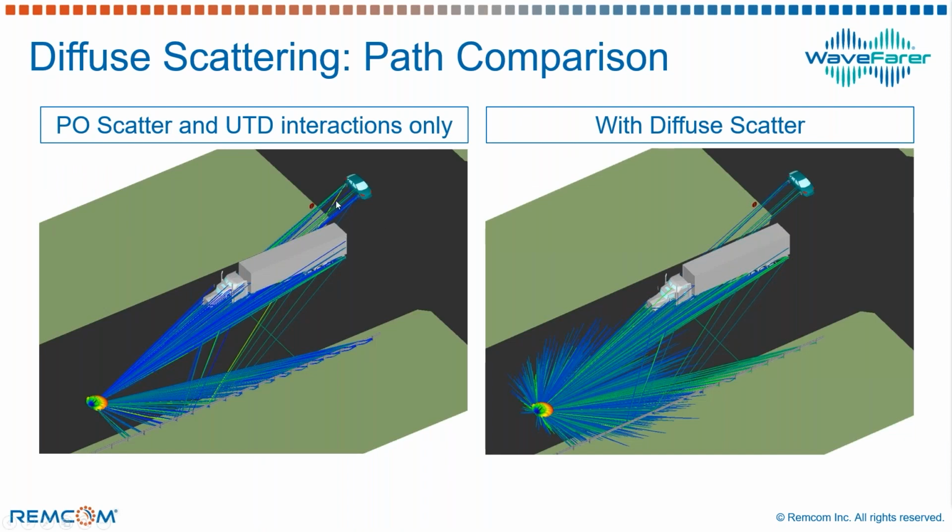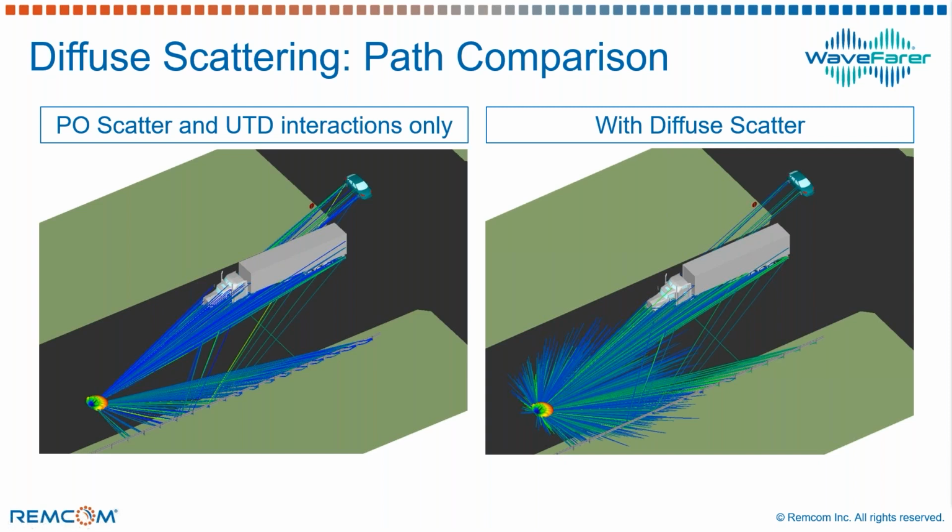Now, if we wanted to look in our path viewer and compare these two cases, here's the case that we just looked at. We didn't have diffuse scattering yet. And this is just looking at the top 2,500 paths or so. Now in the diffuse scattering case, when we do the same thing and look at the top 2,500 paths, we see a whole lot of additional interactions, particularly in close. And again, this is just the top 2,500 paths.